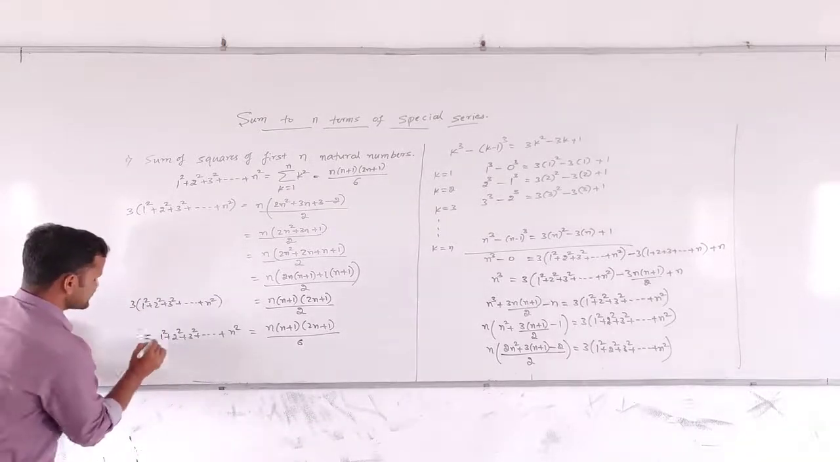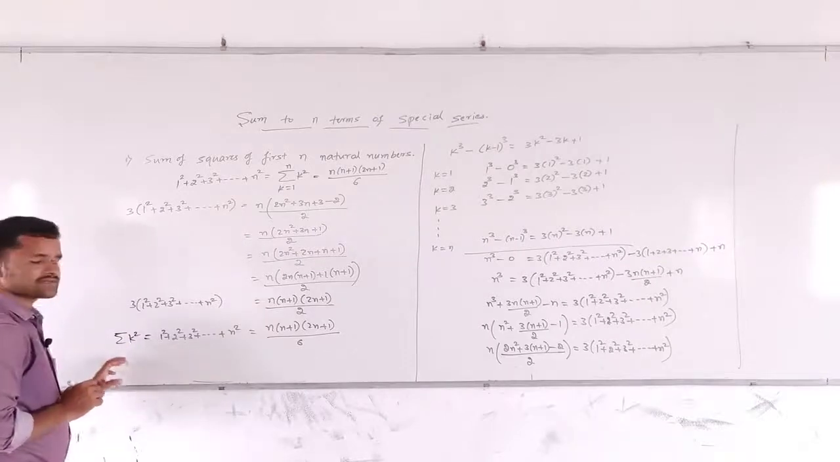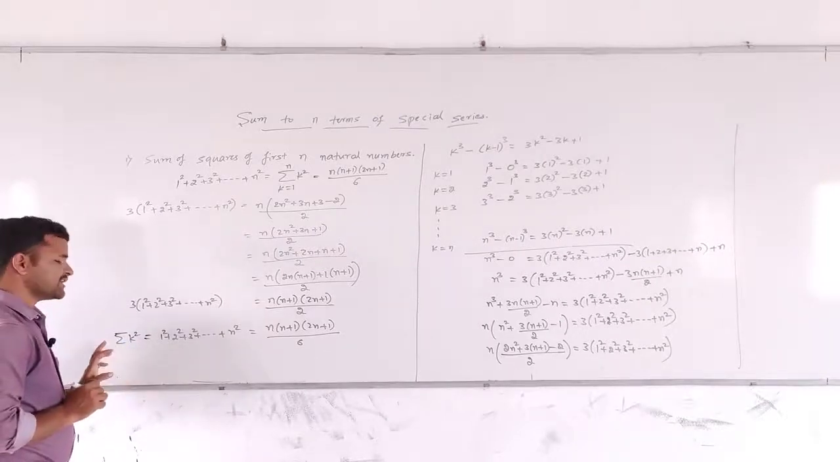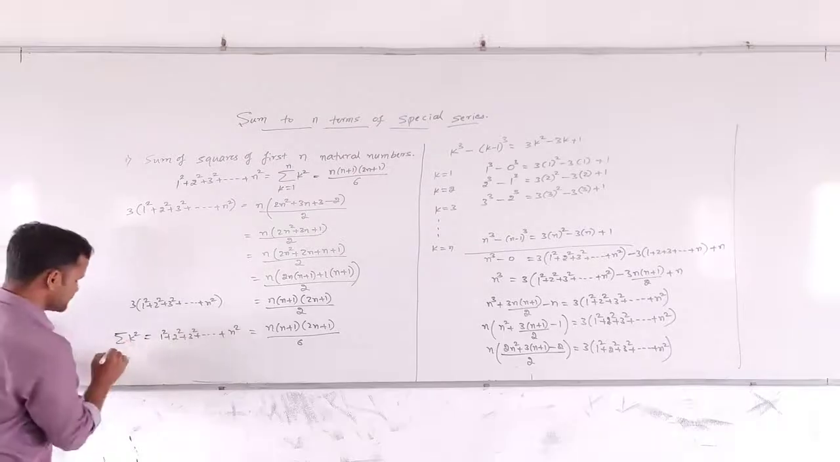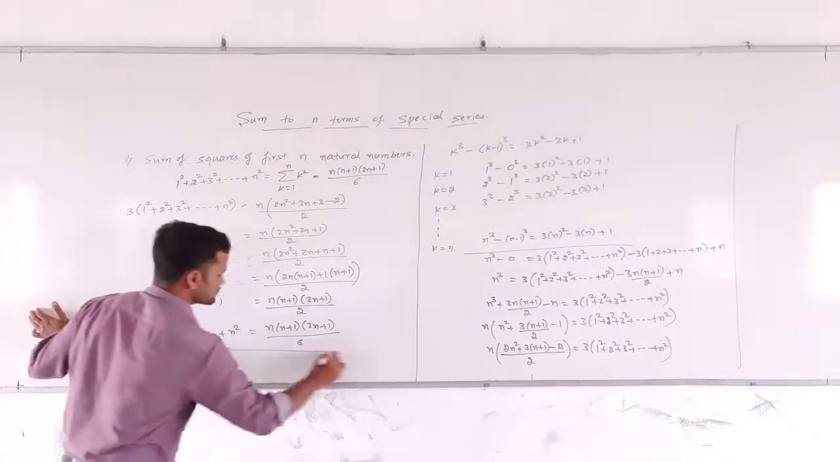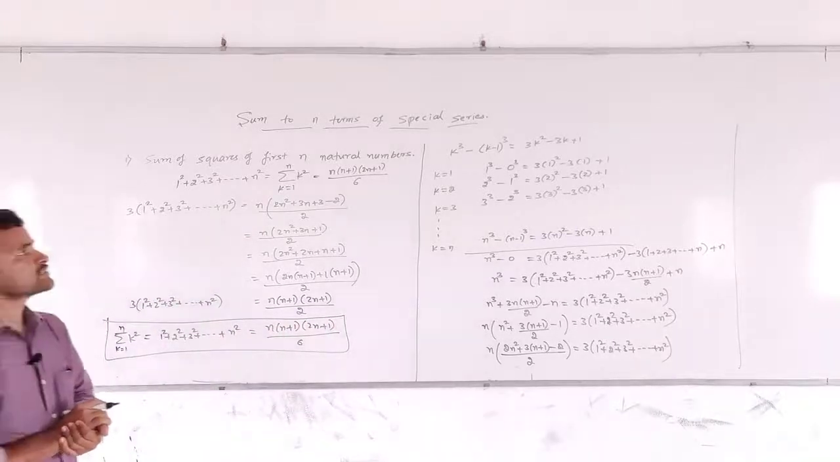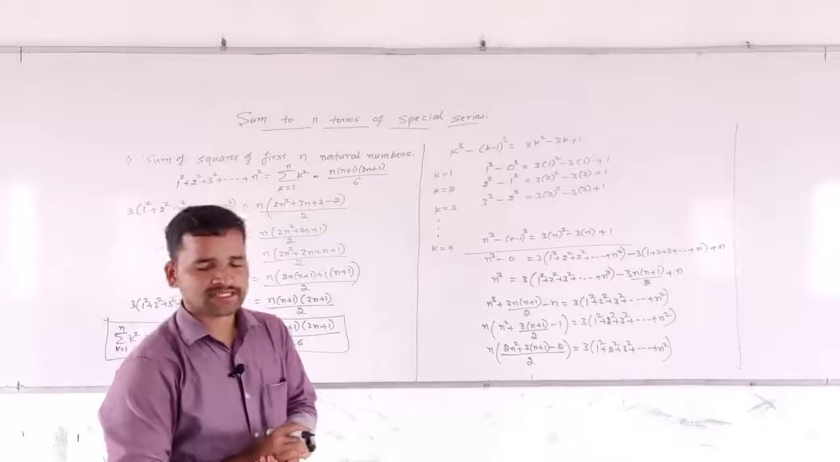Here this can also be written as summation of k square. Summation of k square also means k is varying from 1 to n by default. You can write this as k varies from 1 to n. This is the second formula we are deriving in sum to n terms of special series.